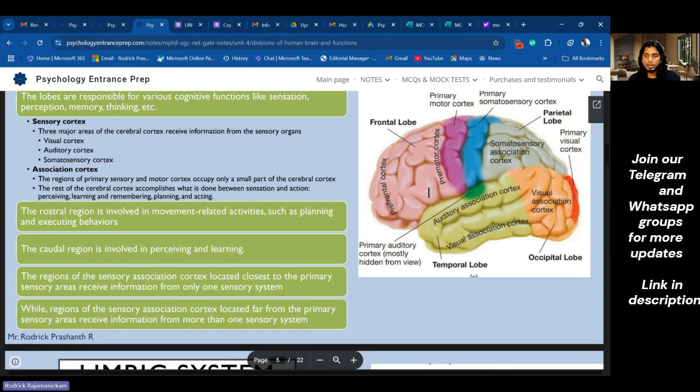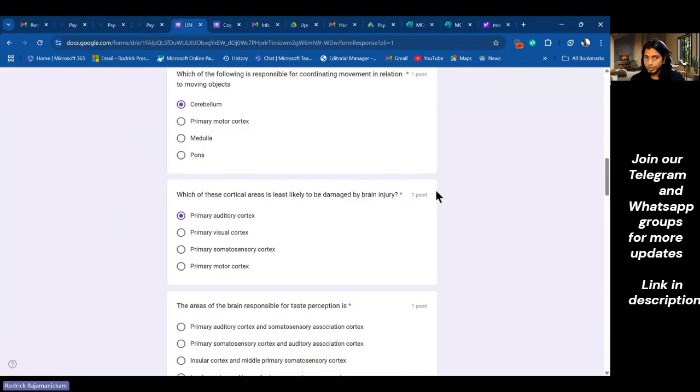It's least likely to be affected by any concussions or whiplashes or any damage to the brain or traumatic brain injury and things like that. So that is least likely to be damaged by brain injury.